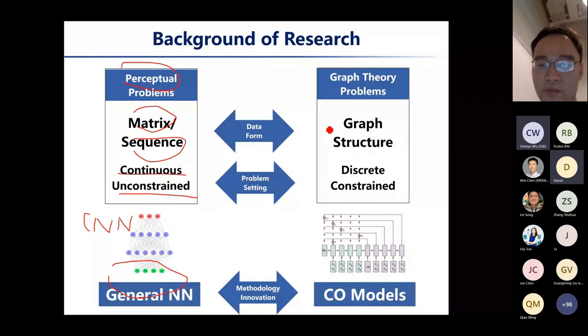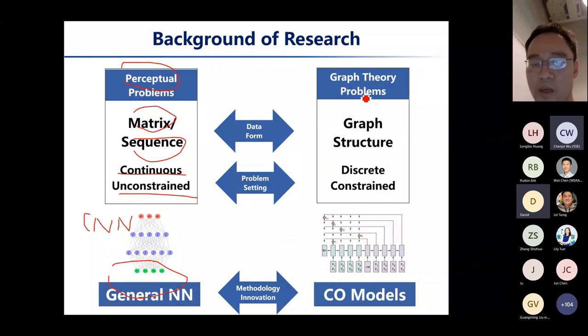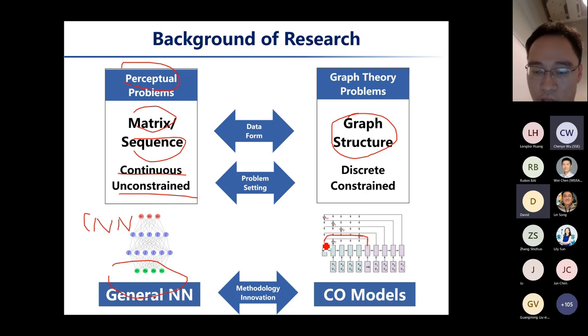On the other hand, these are the graph problems like combinatorial ones. They typically have an input graph structure, and they also have additional constraints. For example, the pointer network, from about seven years ago from Google, designed a specific network architecture to encode the constraint into the network architecture. For the output, they point back to the input sequence. The problem constraint is that the output must be a subset of the input sequence, so they designed such a specific architecture to encode such constraints.